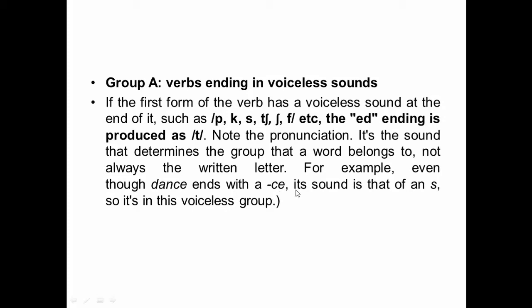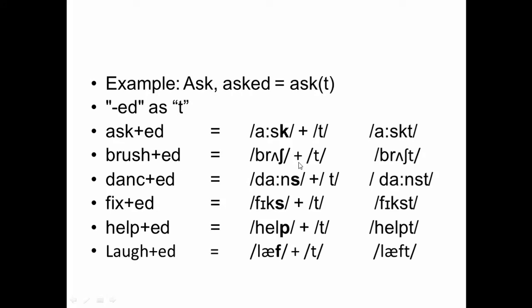I have given you an assignment also related to the one-to-one correspondence, that is, how sounds may be represented by different letters. Okay, let's see some more examples to understand. In all these examples, as we have discussed in the previous slide, the first form of the verb is ending in a voiceless sound. Ask, k is voiceless. Brush, sh is voiceless. Dance, s is voiceless. If you see the word fix, x is voiceless. Help, p is voiceless. And look at the word laugh. It is not laugh, that is laugh. Now here you do not find any letter F, but again the sound is of F sound.